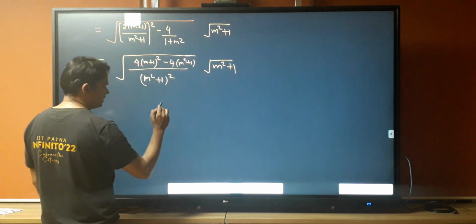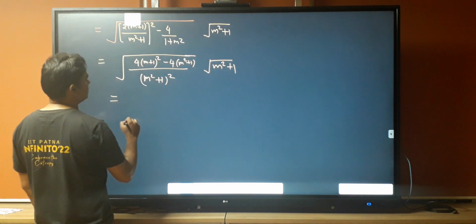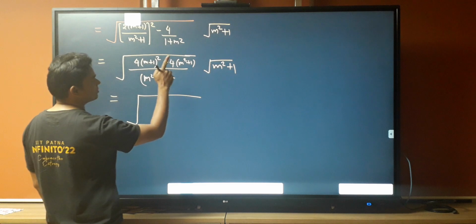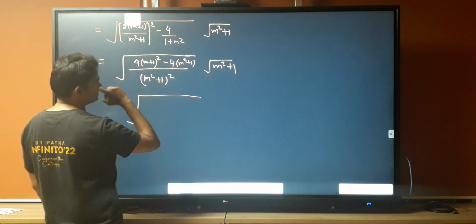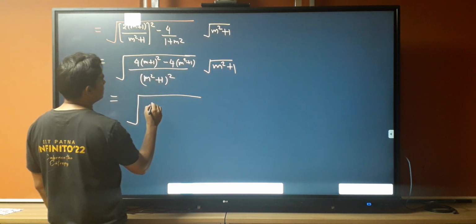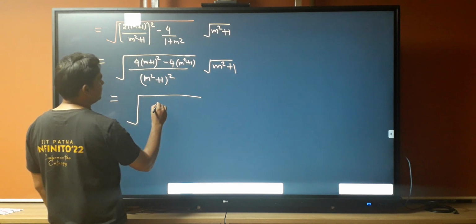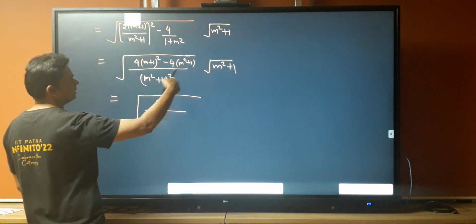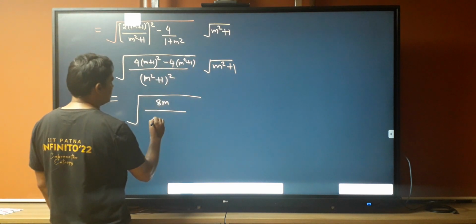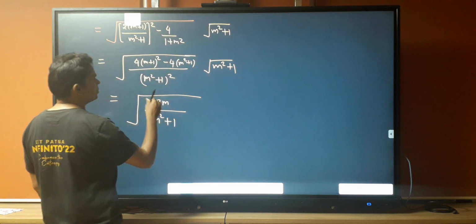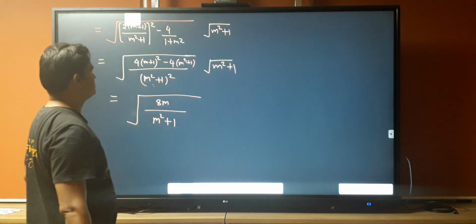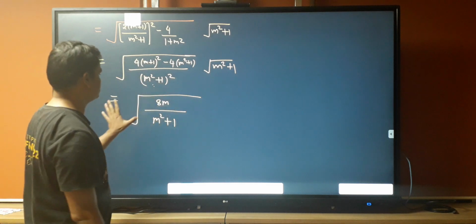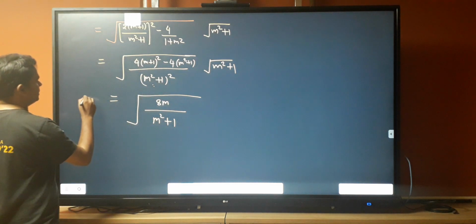So if I simplify it, I will be getting it like this: 4m square will get cancelled, 4 and 4 will get cancelled. The only term that will remain in the numerator will be 8 times m, and in the denominator this will get cancelled with that, and finally only one power will remain. Because if it comes outside, then it will be simply m square plus 1 divided by root m square plus 1. So this is the length of MN.